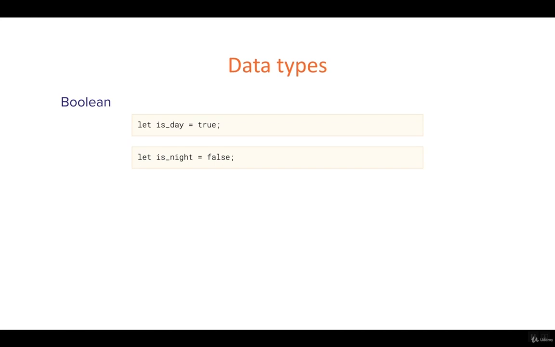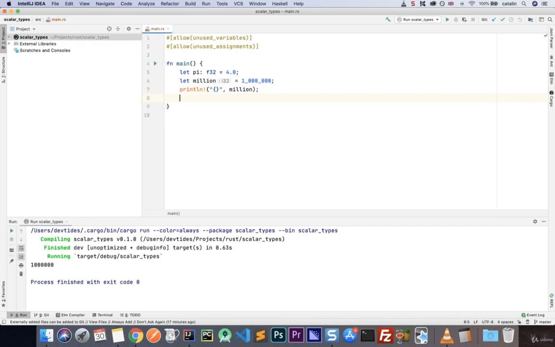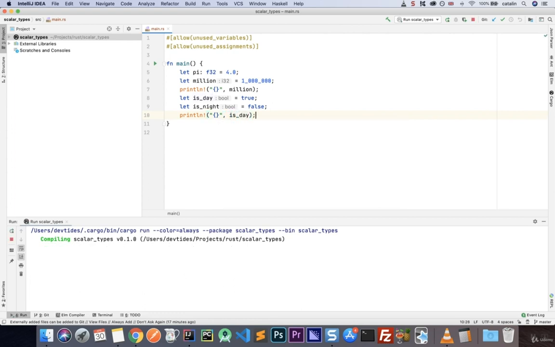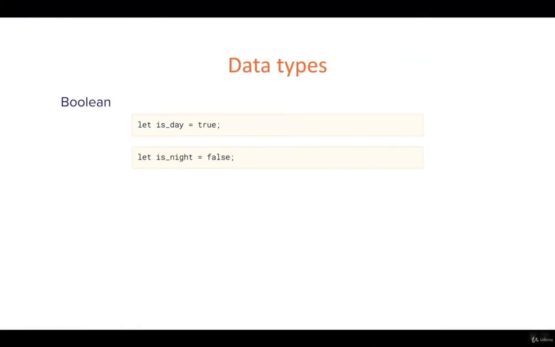Okay, now we have the third type, which is Boolean. Obviously, if you've used any other language in the past, you will know what Booleans are. We have a true or false value. So let's try that in our code. We have let is_day equals true, and let is_night equals false. Very, very simple, very intuitive, right? So we're going to print line. Let me print one of them, is_day, and that should give us a true. All right, that is fine.